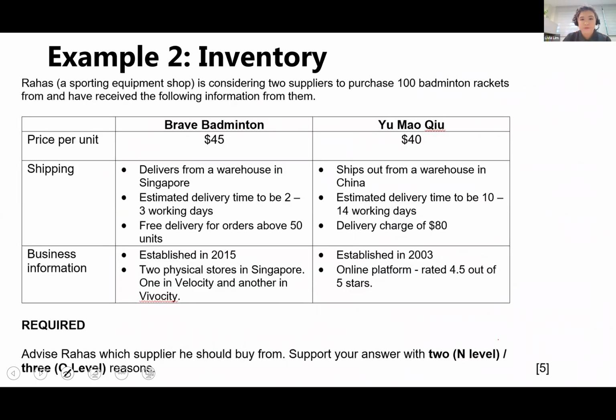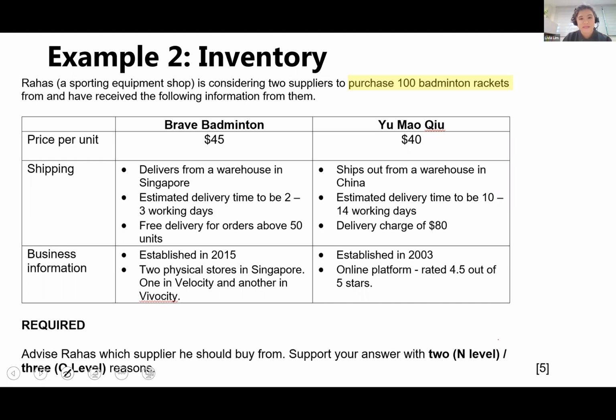All right, so example 2, inventory. So this business now is Rahas. Rahas is a sport equipment shop, and they are considering 2 suppliers, and they want to purchase 100 badminton rackets. They have this information, Brave Badminton and Yu Mao Qiu, and they have given you price per unit, some shipping information, as well as some business information. Again, which is the accounting information here.